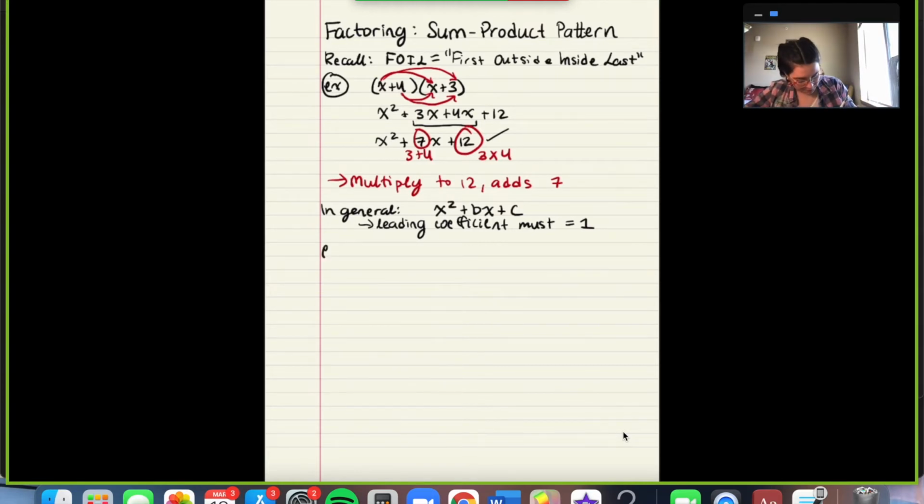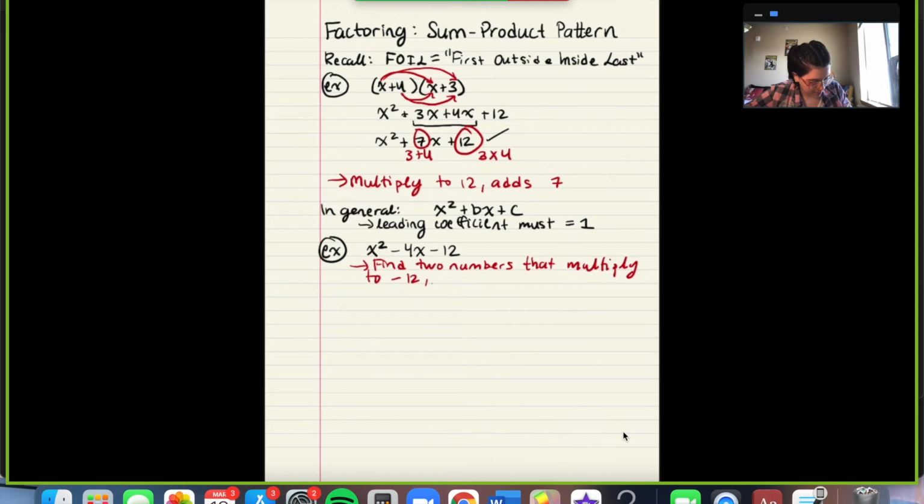So let's look at an example. Let's say we had x squared minus 4x minus 12. So what we're trying to do, we want to find two numbers that multiply to negative 12 and add to negative 4. So let's first start by thinking of our factors of 12. So 12 factors to, we can have 1 times 12, 2 times 6, and 3 times 4.